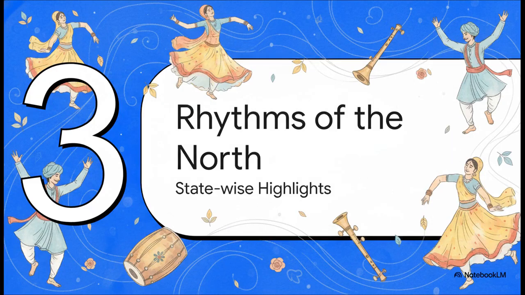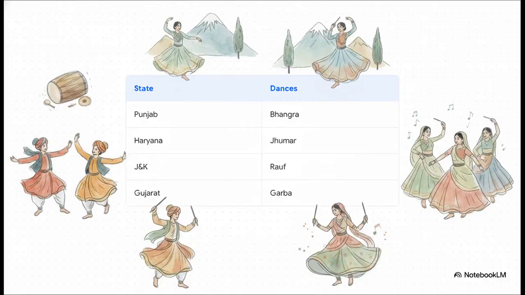Let's jump into Section 3, Rhythms of the North, State-wise Highlights. Now that we've got our classical foundation locked in, let's look at the sheer density of cultural expression across the northern and western states. I mean, it's wild. We go from Punjab's legendary Bhangra and Garba to Haryana's Jhumar. Up in the beautiful valleys of Jammu and Kashmir, there's Rauf, and over in Gujarat, the incredibly energetic Garba. Each one of these lists represents literal centuries of evolved art forms.